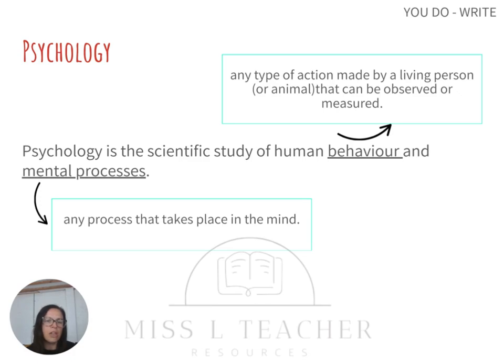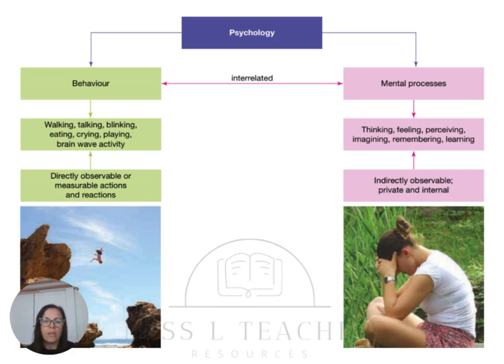The second one here is mental processes. This is anything that can take place inside your head. Have a think about what that includes. These things aren't measurable and can't be seen. When we're looking at mental processes, we cannot actually see them happening. Thinking, feeling, remembering or even learning are things that are happening inside your brain, but you can't see them. You can't observe them in any way.